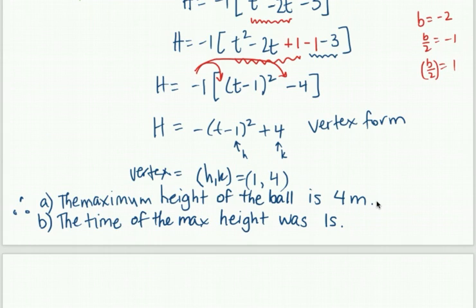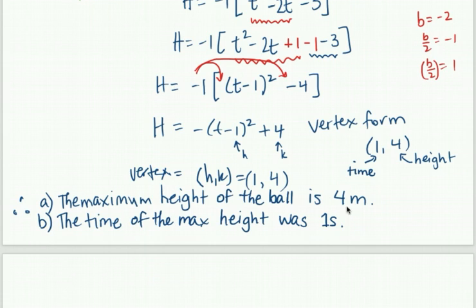It's good too, when you get the vertex like that, to actually write out that this value is the height, and this value is the time. It's good to do that so that when you're translating it into the final statement, you are putting things in the right spot. So part A was, what's the maximum height?